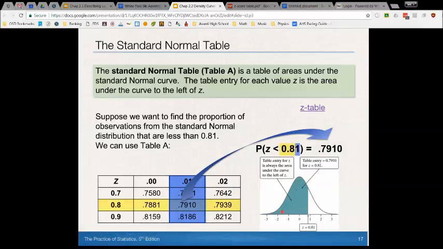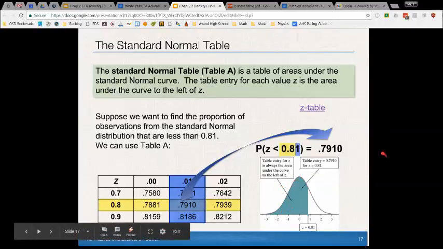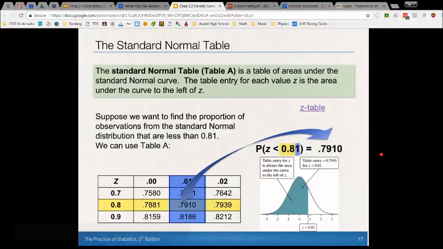So the table has all that information for you, and you just simply have to have that table available when you're doing these problems. And yes, of course, you will be able to use that table during the test. I will give you the table, and you can use that. Okay, so hopefully that made some sense, but that's how we find it.